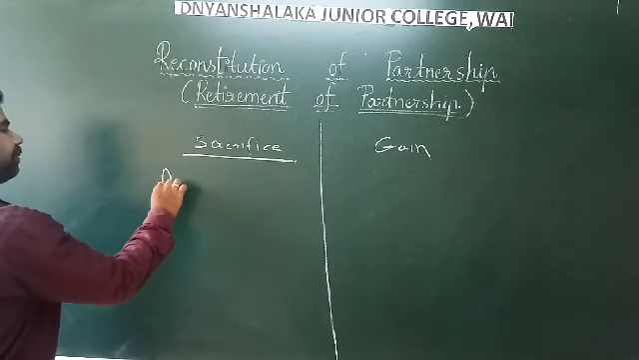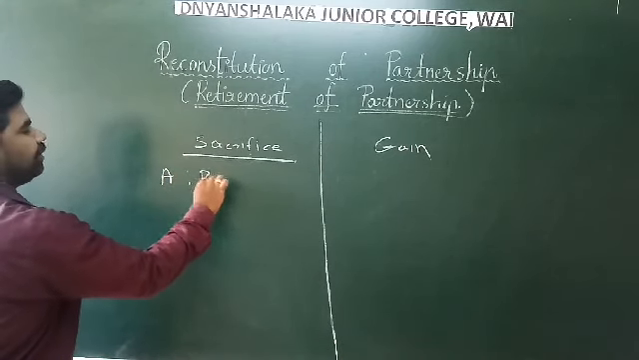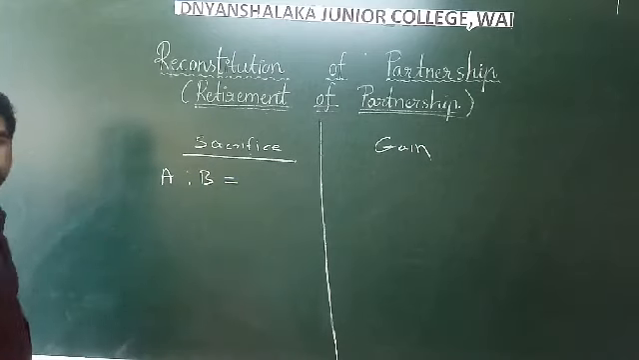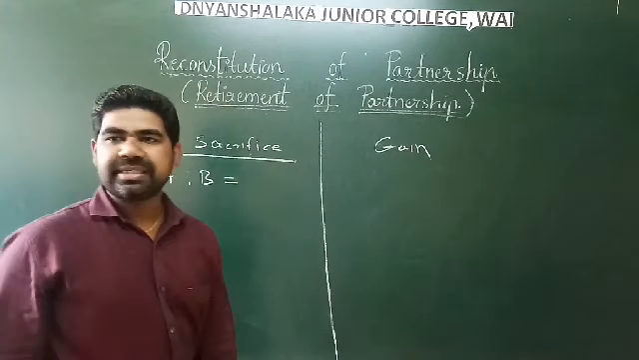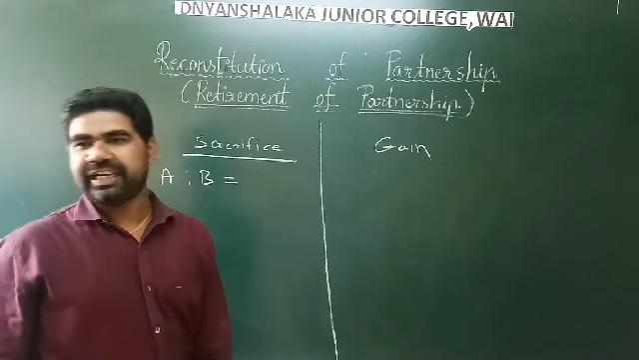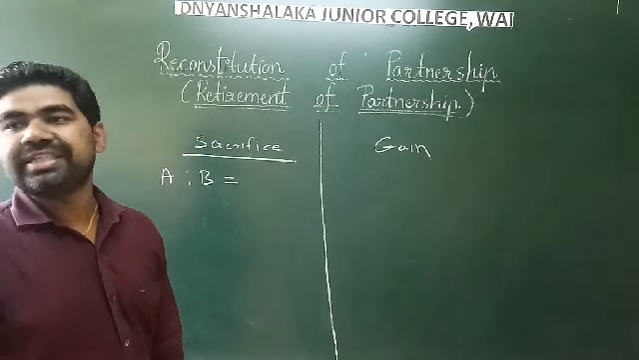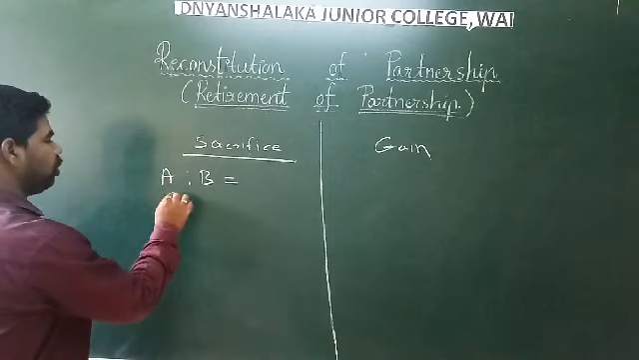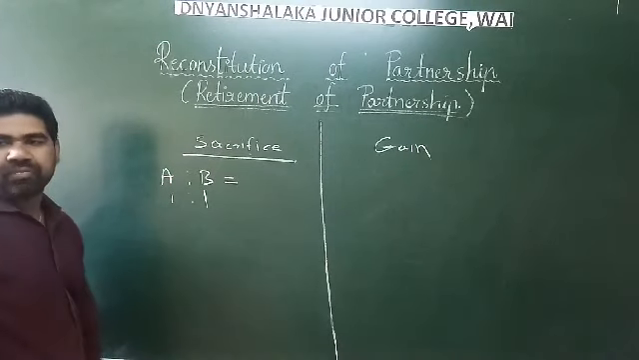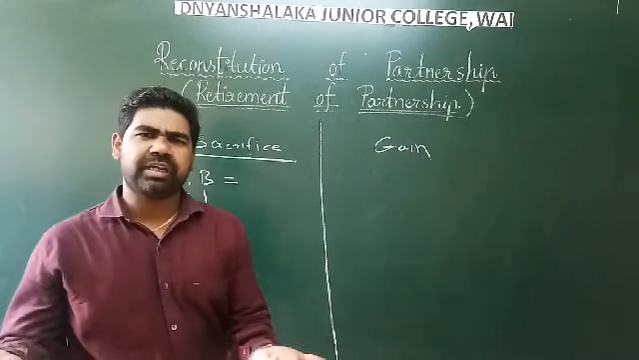Suppose now what happens in the case of admission? Suppose A and B, two partners, run the business activities, and suppose they share their profits and losses equally. Which means the profit sharing ratio is 1:1. They share profits and losses equally.